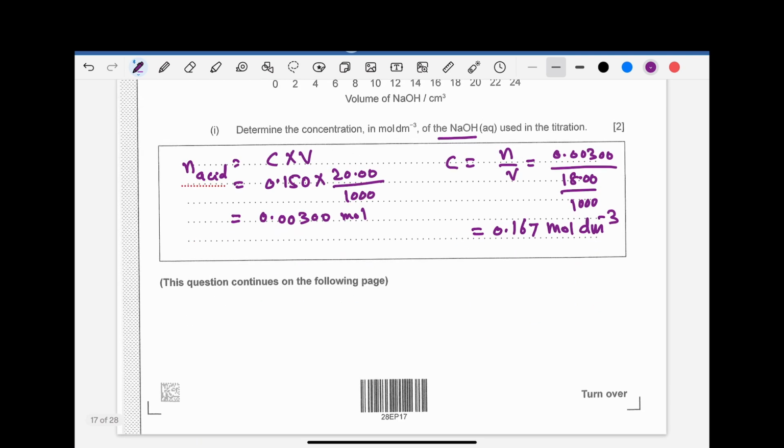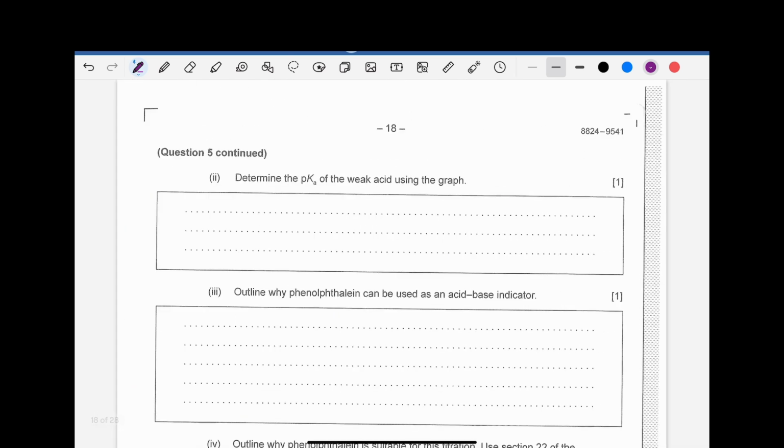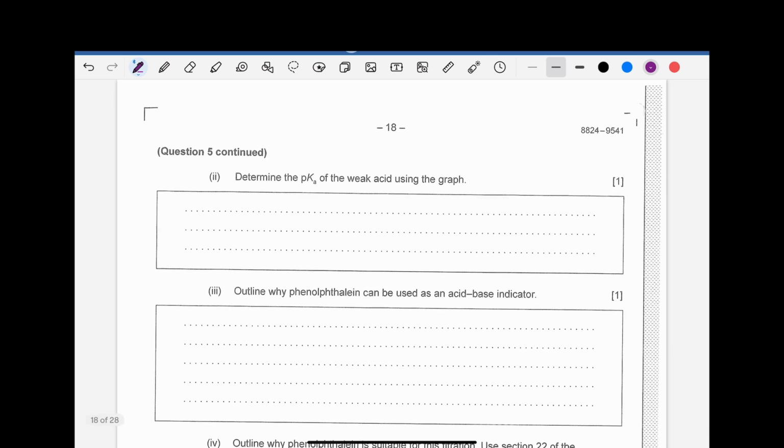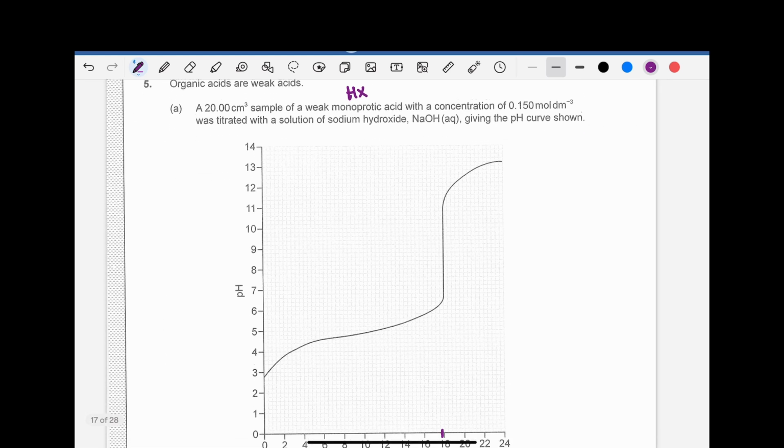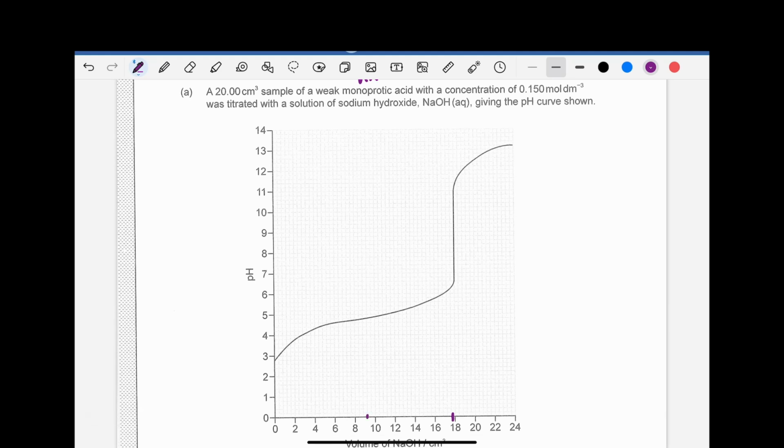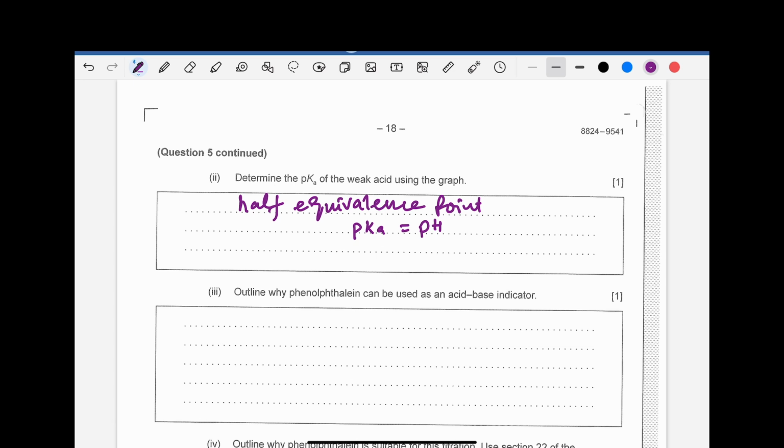Okay, let's move to the next part of the question. Determine the pKa of the weak acid using the graph. At half equivalence point, we know pKa is equal to pH. So let's go back and read the graph. The half equivalence point will be at 9, and if we read from there, it looks like it is around 4.8. So pKa will be 4.8.